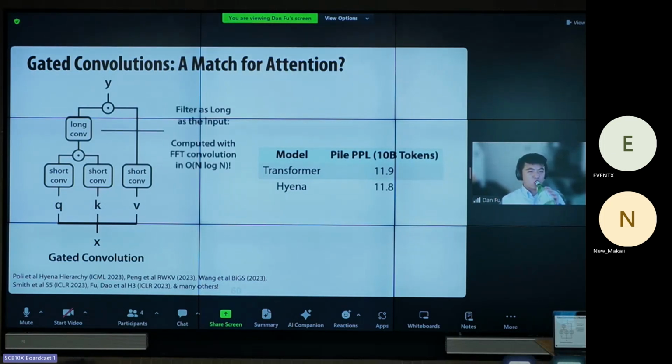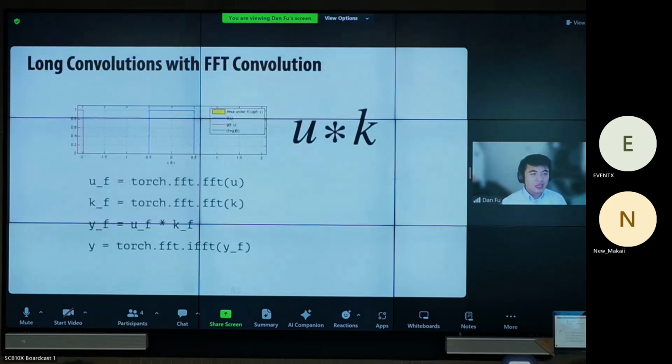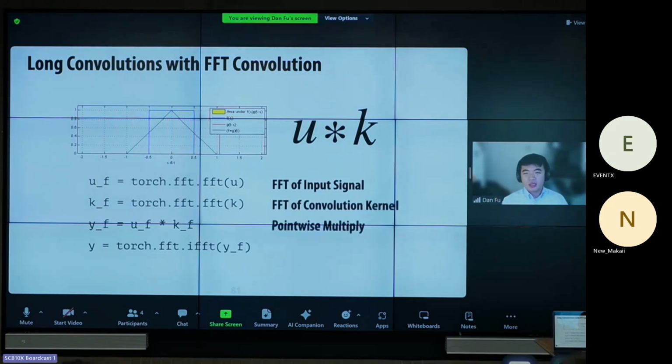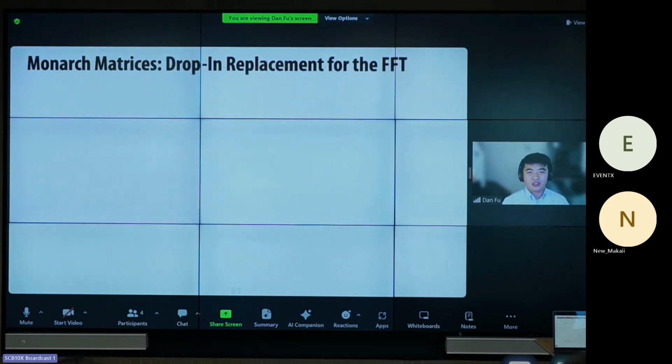Now, the key point here is that all of these long convolutions, we were actually computing them with the FFT. In particular, there's the FFT convolution theorem, which says that you can compute a convolution using the FFT: take the FFT of the input, the FFT of the kernel, pointwise multiply, and then take the inverse FFT. Now, because Monarch matrices exactly generalize the FFT, the most natural thing to do is to use them as a drop-in replacement. So instead of using the FFT, we can use these Monarch matrices.